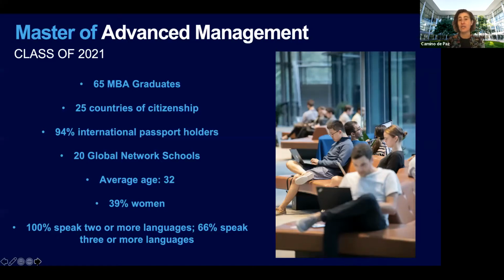The average age is 32. Again, this is a post-MBA degree, so if the average age of MBAs is usually around 28, it makes sense that for this degree it's a little bit higher. 39% are women, which is a very nice percentage because as the degrees advance, usually women tend to be fewer. We would love for this to be 50%, and we work towards that. 100% of our students speak two or more languages, and 66% speak three or more languages.